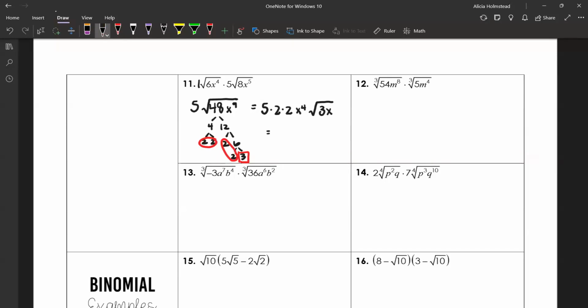Simplifying that, 5 times 2 is 10, times 2 is 20, so we've got 20x to the 4th times the square root of 3x.